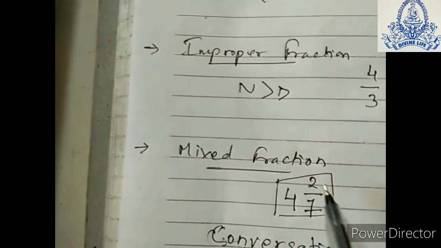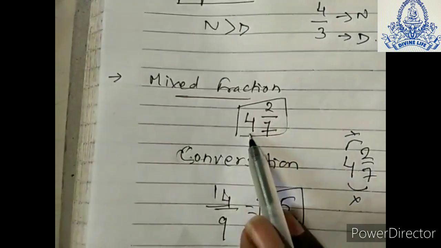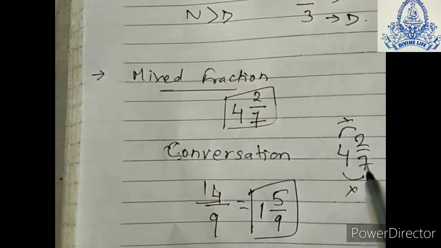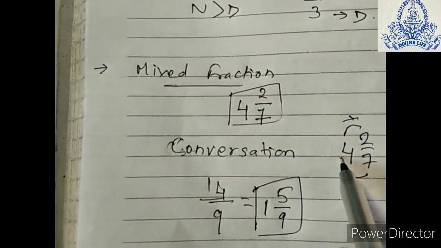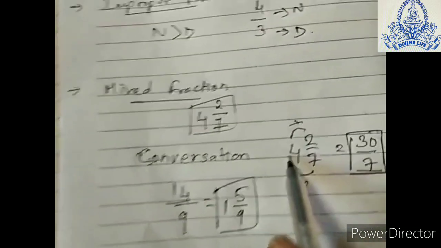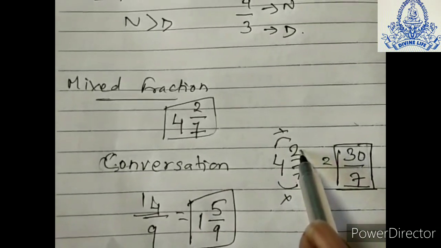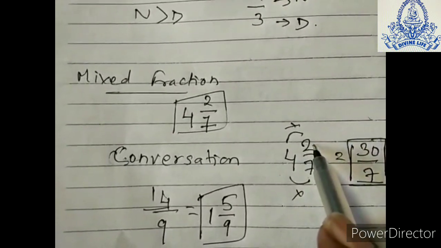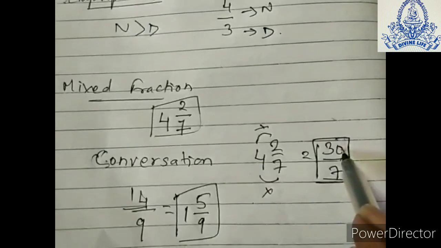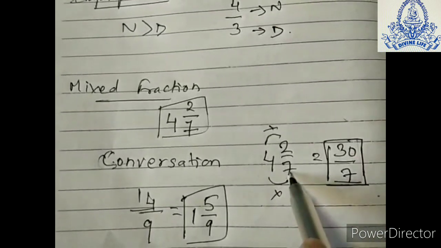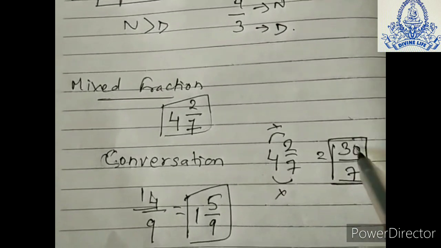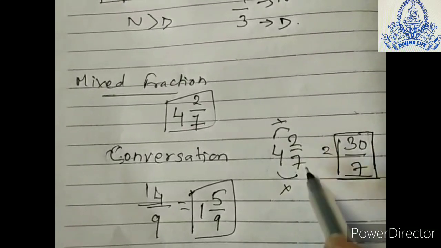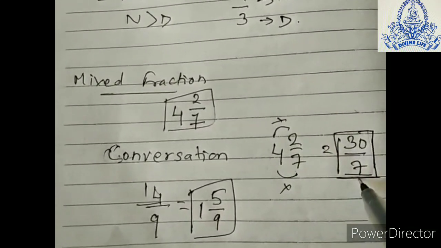If you want to convert this mixed fraction into an improper fraction, then you have to multiply 7 multiplied by 4, and whatever answer we get, we have to add 2. That is 7 fours are 28, plus 2 is 30. That is the numerator, and the denominator will be the same, 7. So 4, 2 upon 7 will become 30 upon 7.